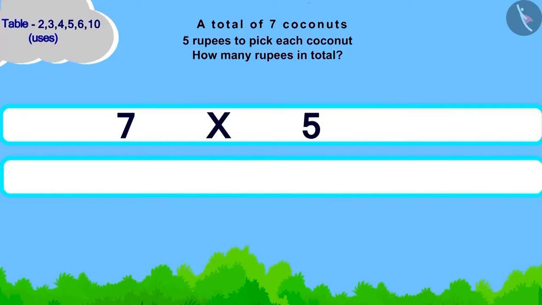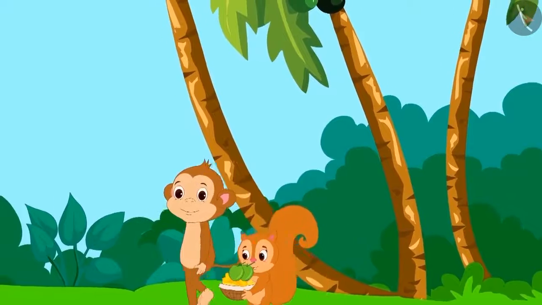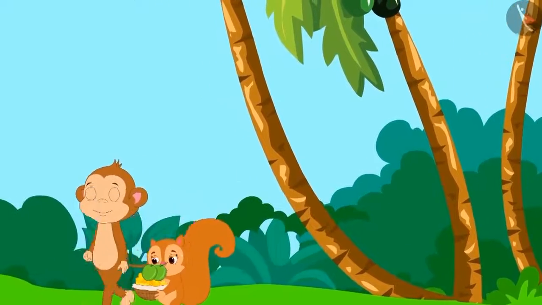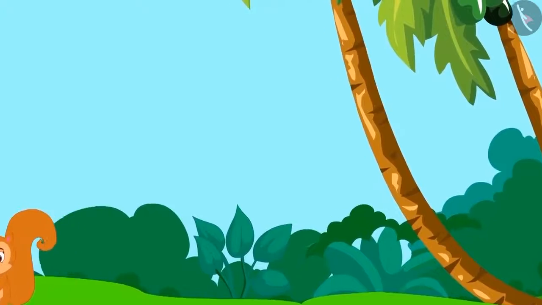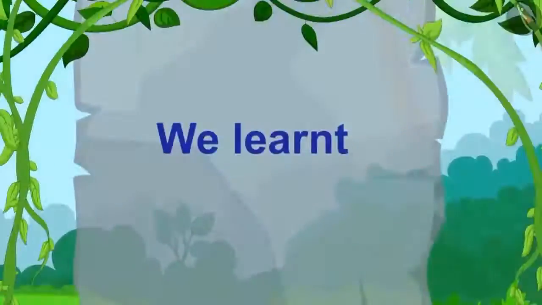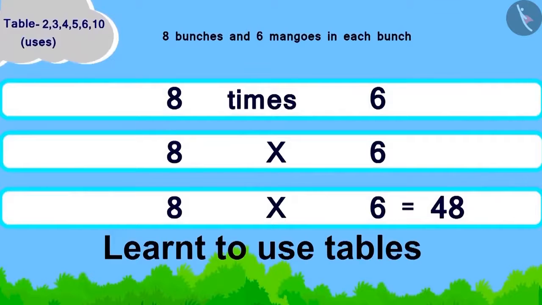Children, you have solved this correctly. Chanda will have to give 35 rupees to Babban. Chanda collected the coconuts and gave money to Babban. Now both of them went to rest under a tree. Children, in this lesson, we learned to use tables.